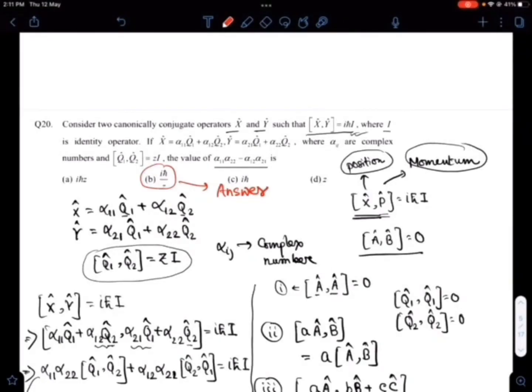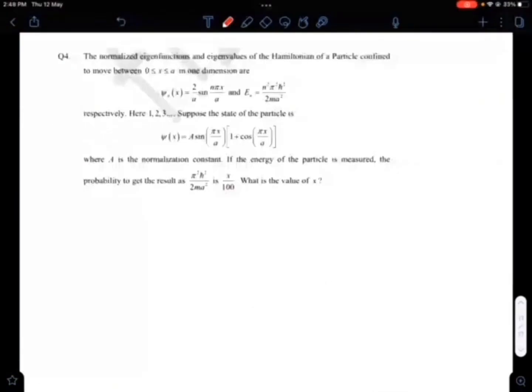So what is our take home message from this question? It is that if we have two observables that are simultaneously measurable, then the operators that represent those observables must commute. And if we have two observables which cannot be simultaneously measured, then the operators corresponding to those observables have a non-zero commutation relation. Okay, now let's move on to the third problem.